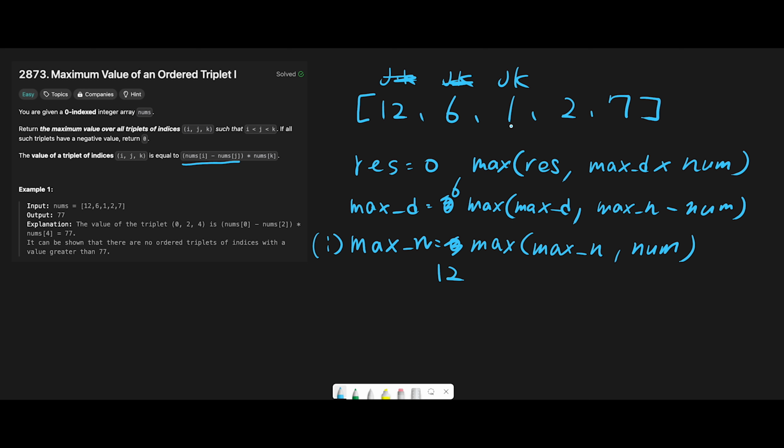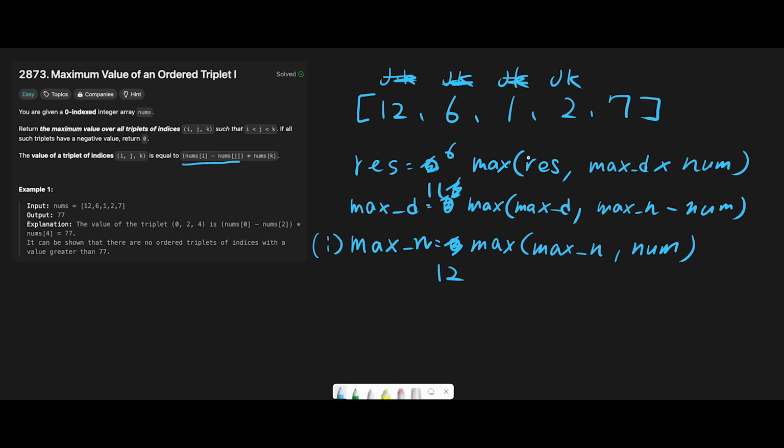Now the current number is 1. The result is 0 versus max difference, which is now 6, multiplied by the current number 1. So 6 is bigger, right? So that's why result is 6. And then for max difference, the max number 12 minus 1 is 11, right? So update max difference to 11. And then max number is 12 versus 1, so 12, right? And then move next.